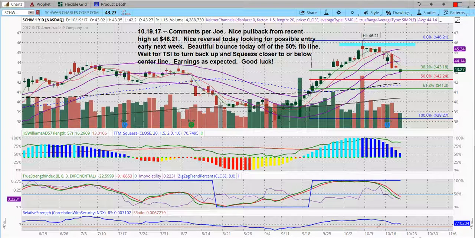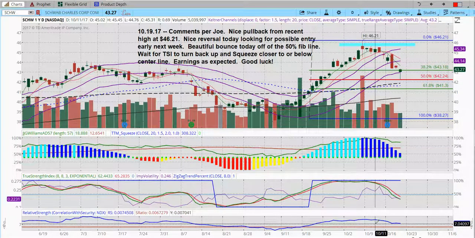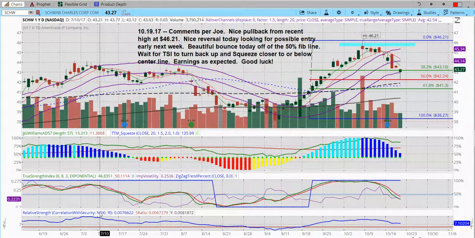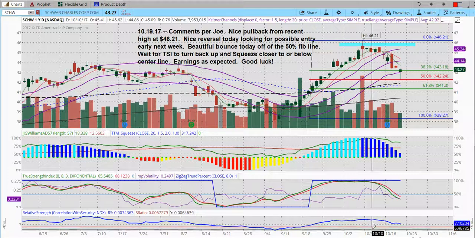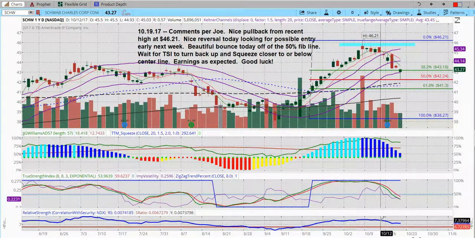Finally, my indicator down here is relative strength. What is the strength of this stock, Schwab, in comparison to the NDX 100? It is above the red line, so it's showing that on average Schwab is stronger than the NDX, which is a good sign. So what does that all mean?